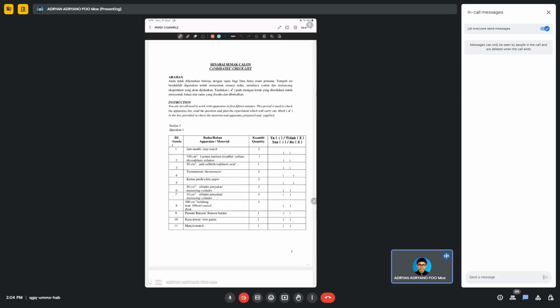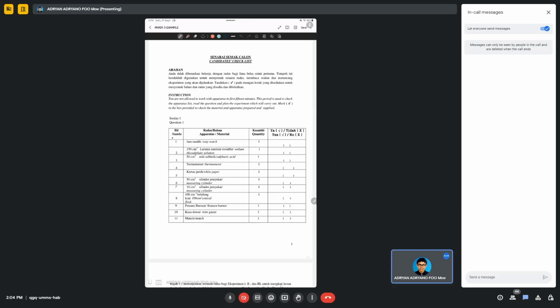So the first thing you have to do is check whether you have all the apparatus and materials they want to use. If you have all of them, then you just tick. You must show that you tick. Don't say, oh, I know the thing is already there, so I don't have to tick. No, you must tick also. Alright, so this is the first step: you check whether you have everything. Then they will ask you to cover back the paper, and you have to wait.